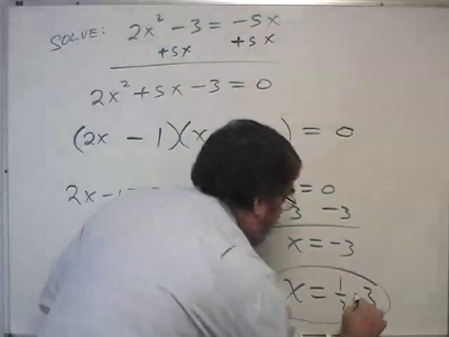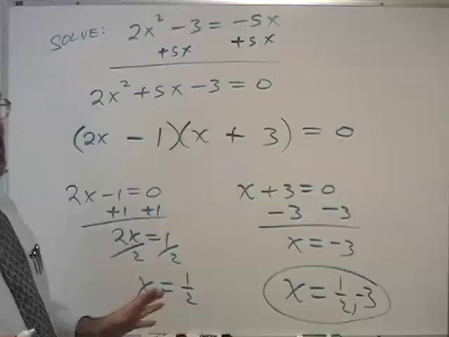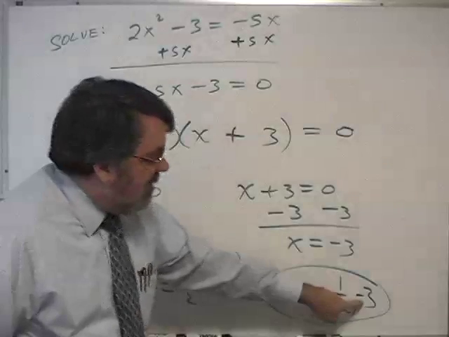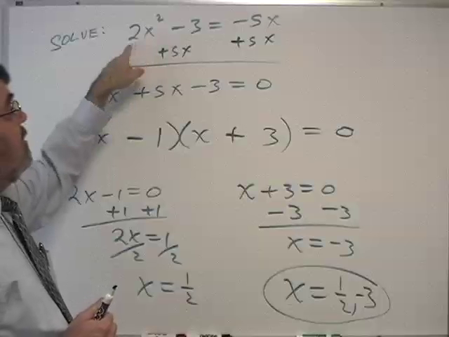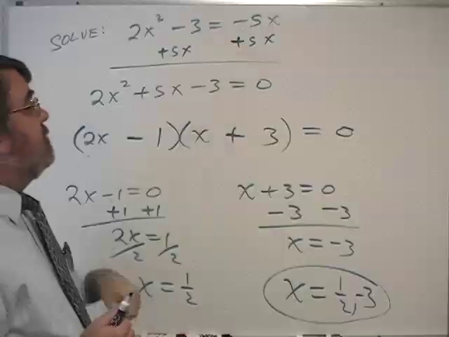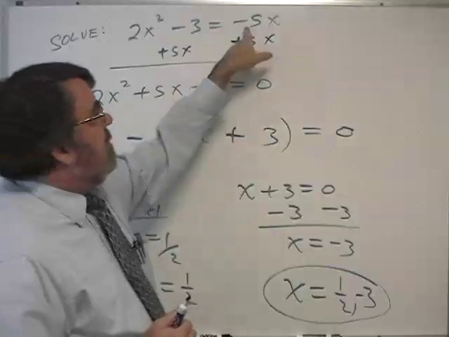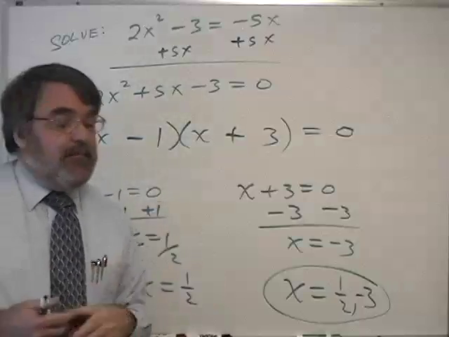My mistake was I didn't write -3 here. All right, so I really did not do that intentionally. Let me try that again. -3. -3 squared is 9. 2 times 9 is 18. 18 minus 3 is 15. -5 times -3 is also 15, so that balances out.